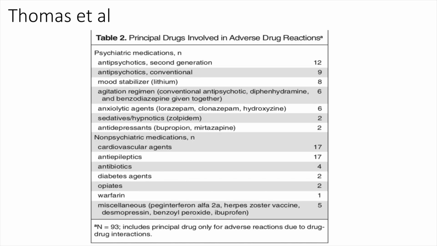Then there's a principle of drugs involved in adverse drug reactions from the Thomas et al. study. And you can see here they analyzed a lot fewer drugs, and I believe this study was over the course of 3 years, and they identified an ADR about 30 a year. And they broke it down between antipsychotics and non-psychiatric medications as well, which we can see here.